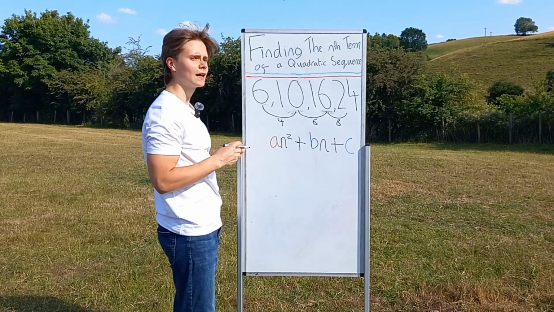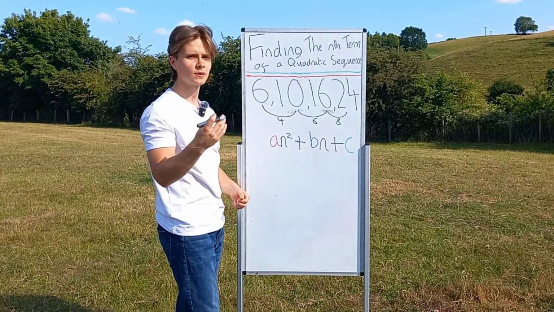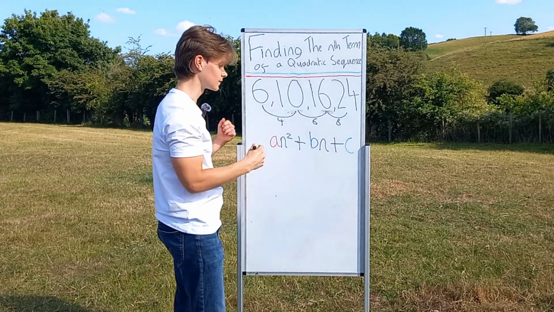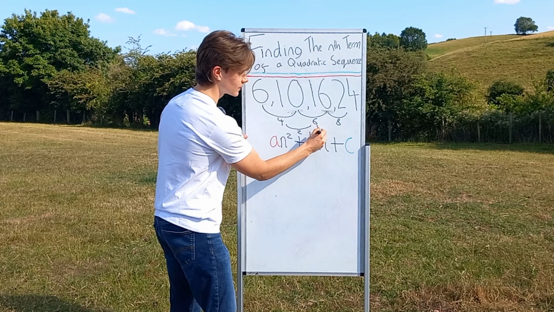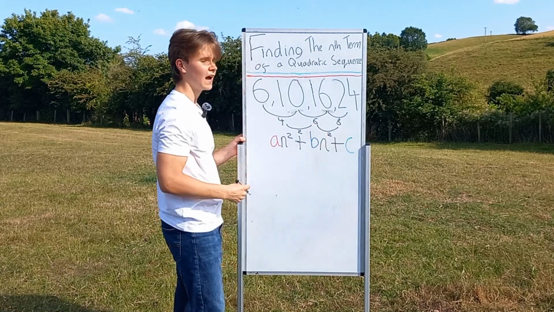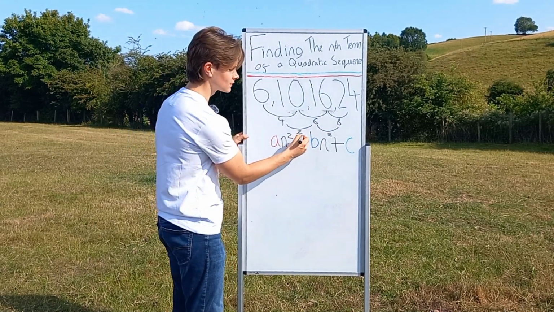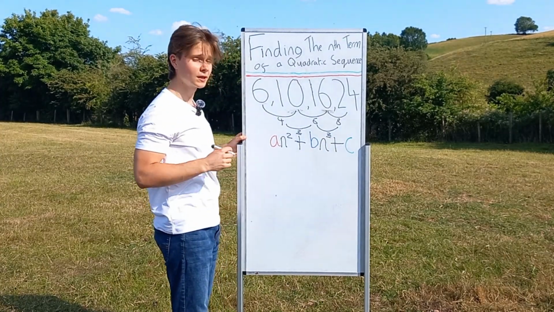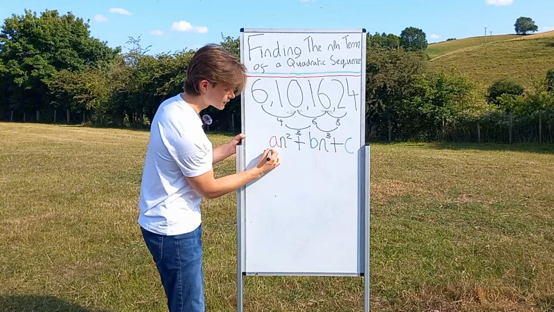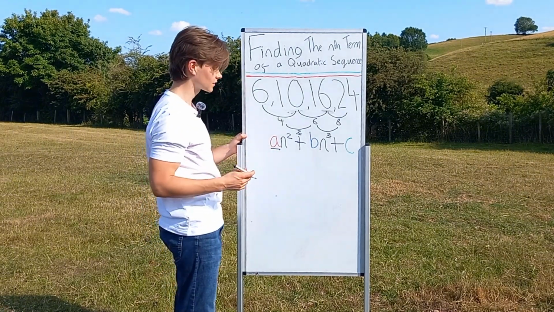And now once we've done that, we need to find the difference between the differences, which is just called the second difference. So between 4 and 6 is 2, and between 6 and 8 is 2. And in a quadratic sequence, these two numbers here should be the same. Alright, so once we've found the second difference, we can use that to find our value of a, which is just the number before the n squared in our expression.